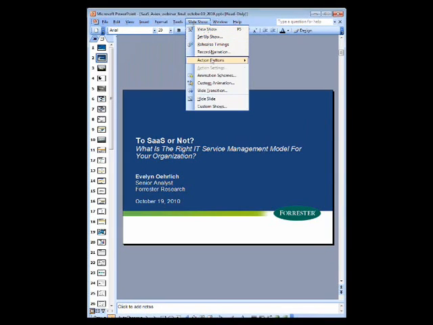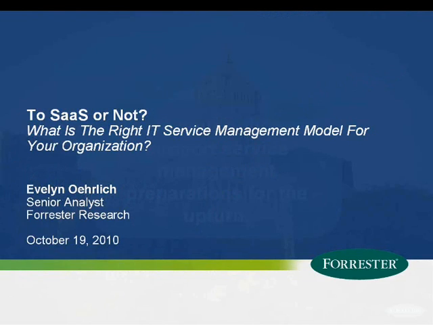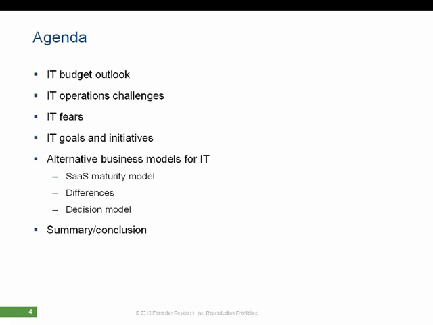We look at operational challenges. Then we take a quick look at the fears which exist within IT, the IT goals and initiatives, and then we start looking into the alternative business models for IT. At one end, I want to describe to you quickly how we at Forrester look at the SaaS maturity model, what some of the differences are, and then a decision model with a summary and conclusion. And then we actually also have a client with us who will help us answer some of the questions.